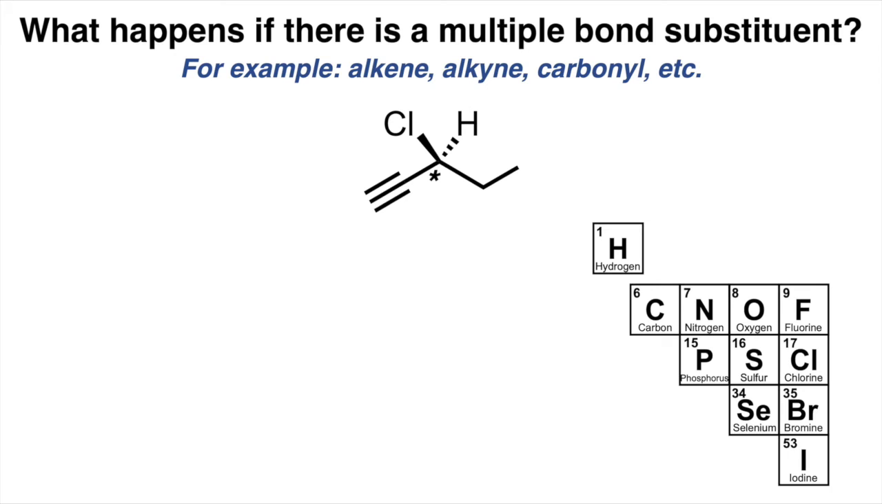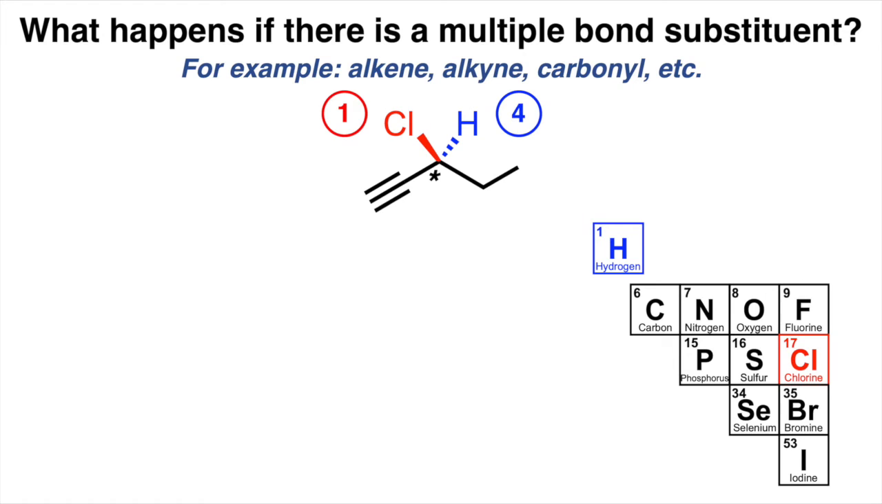Some examples would be an alkene, an alkyne, or a carbonyl group, etc. So let's determine the chirality of the following molecule using the same priority rules that we had just discussed. But let's compare the atomic numbers of the 4 direct atoms to the chiral carbon atom. That would be this chlorine atom, a hydrogen atom, and 2 carbon atoms. Chlorine has the highest atomic number of 17, so we're going to give it priority number 1. Hydrogen has the lowest atomic number of 1, so we'll give it priority number 4.